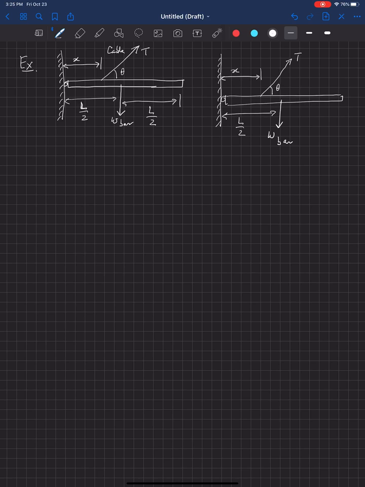Now, are these the only forces acting on the bar? And the answer is no. Because the bar is applying a force on the wall. Because of that cable, it's pulling on the wall, right? So if it's pulling on the wall, what does the wall do? The wall pulls back at it. And so there is another force.